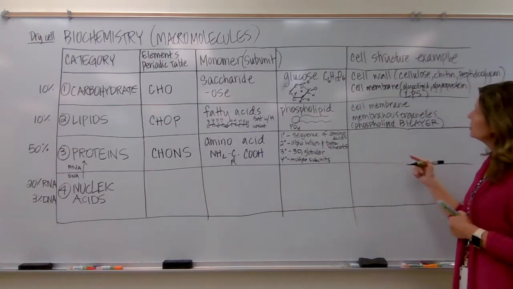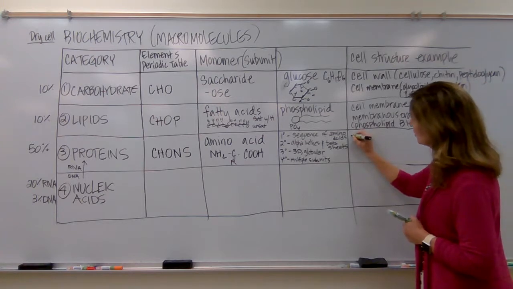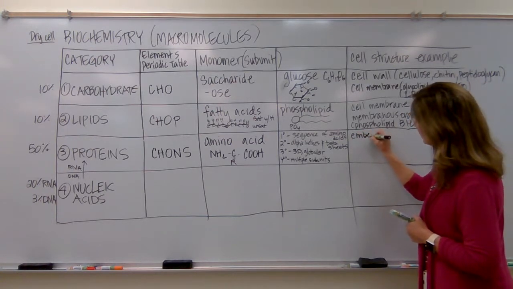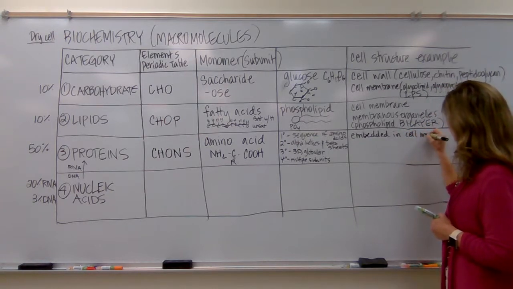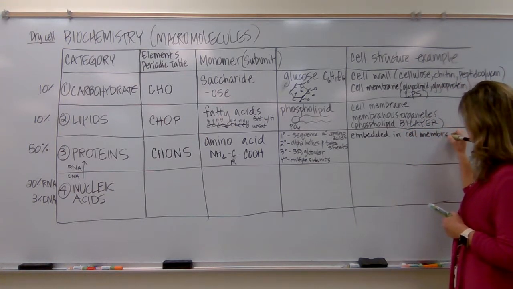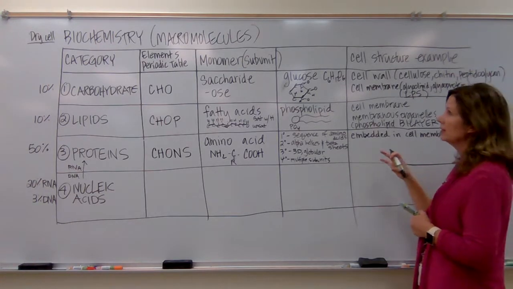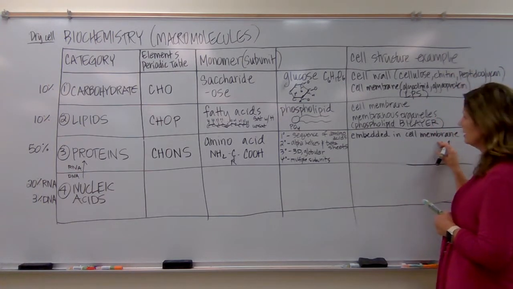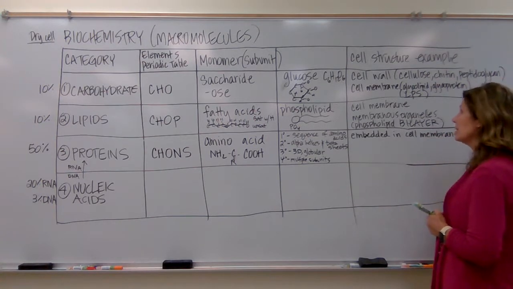where do we find proteins in cell structures? All over the place. We'll go ahead with embedded in cell membrane, all of those sodium-potassium pump, the ATP synthase machinery, the electron transport chain, all embedded in a cell membrane or in the mitochondrial membrane of eukaryotes.